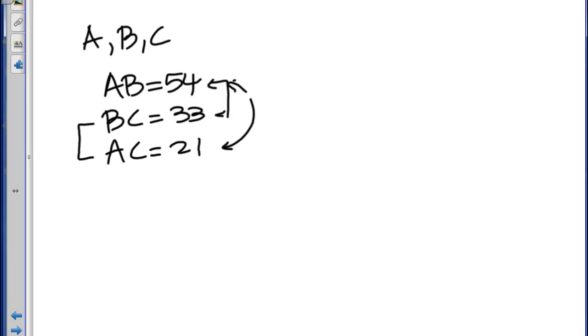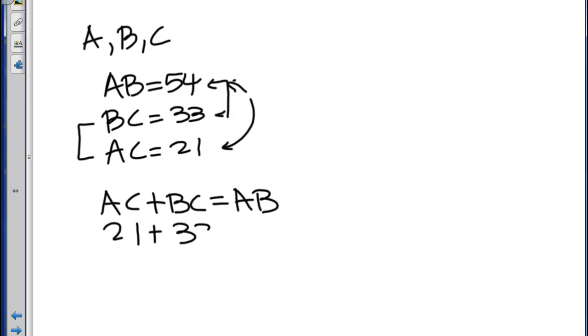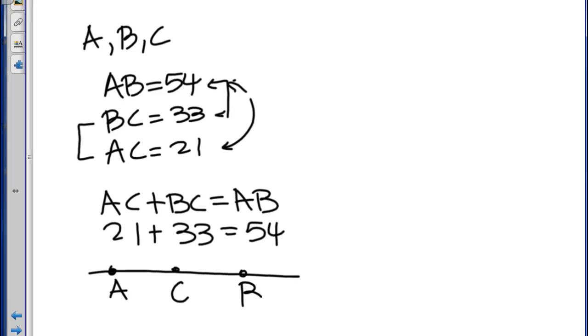Okay, now that you're back, you probably figured out that AC plus BC is equal to AB because 21 plus 33 is equal to 54. That also means on the picture, it would look like this, from A to C, and then from C to B. So AC is 21, CB is 33, and the whole length here is 54. All right, good job, guys.